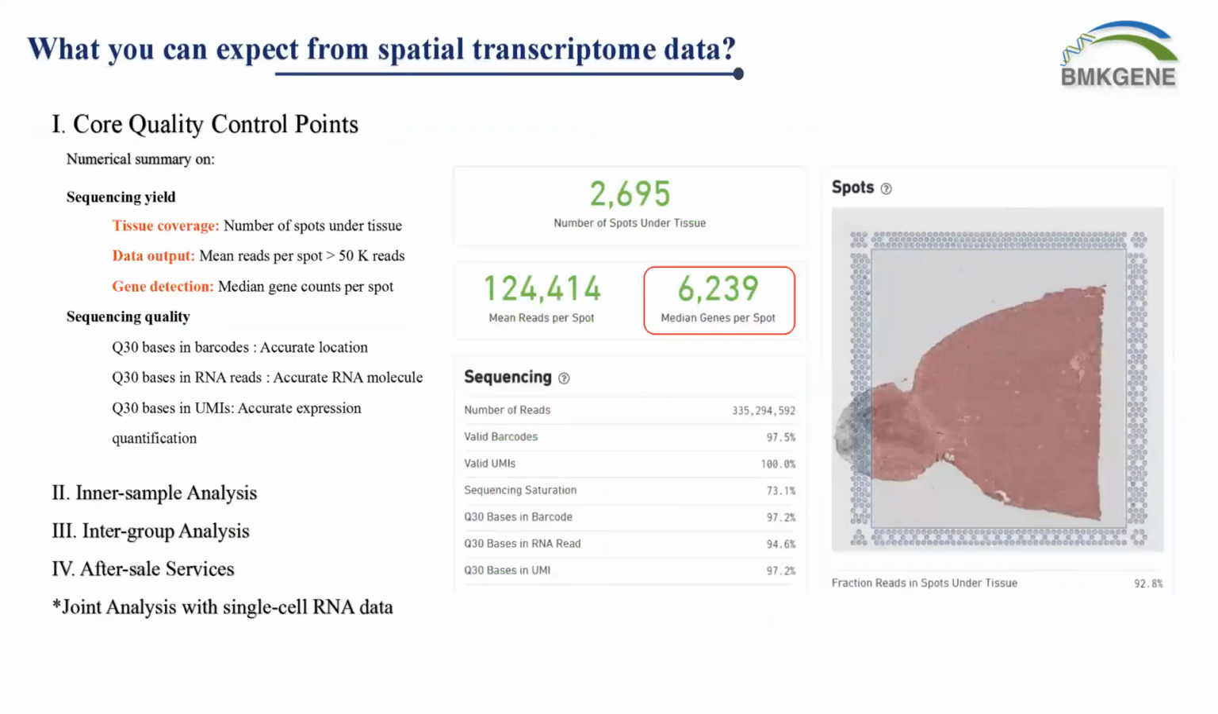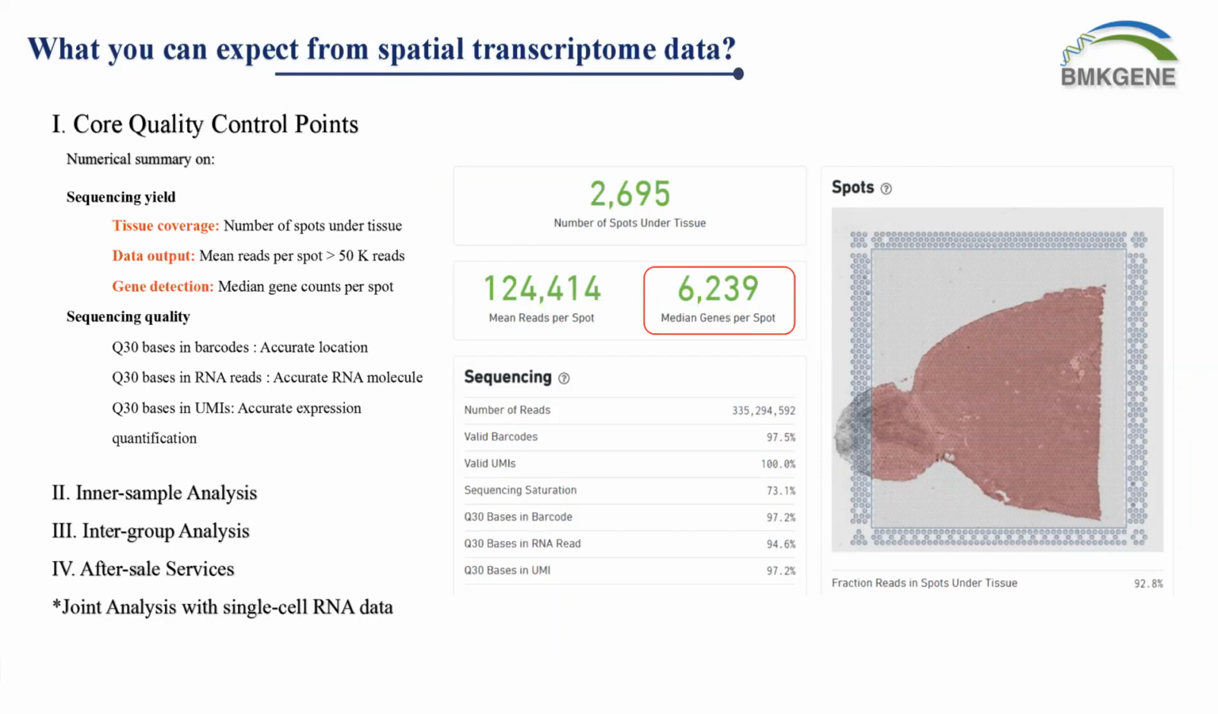So, for the typical RNA sequencing or other sequencing results, the first thing we need to do is to make sure that the data is good enough. So there is always a data quality control part. And in spatial transcriptome sequencing, the QC has a bit more numbers that we need to look into.